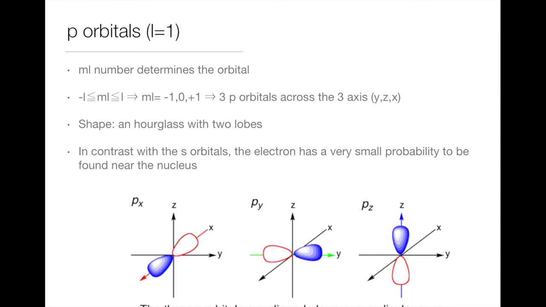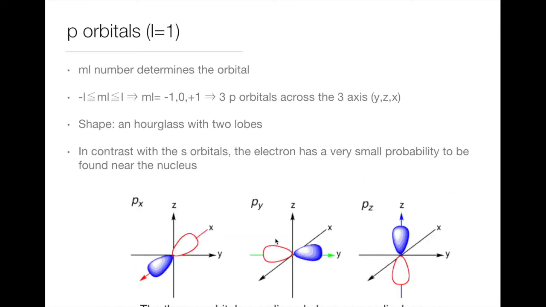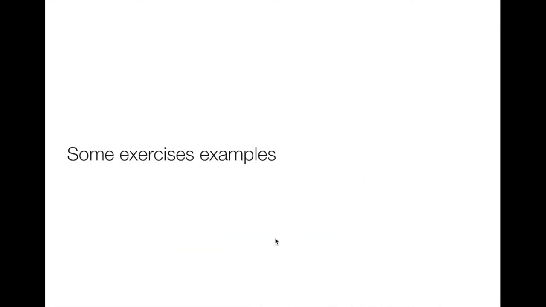Now, if this is the nucleus, we see that the electron has a very small probability to be found at the nucleus. In contrast to here, look how high the probability found near the nucleus is. Okay. And now let's do some exercises in order to see whether we have understood what I've said.